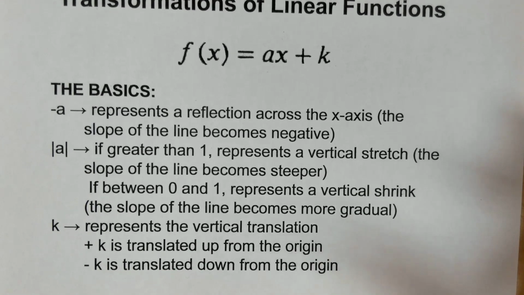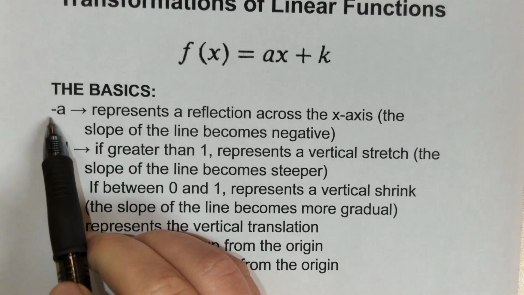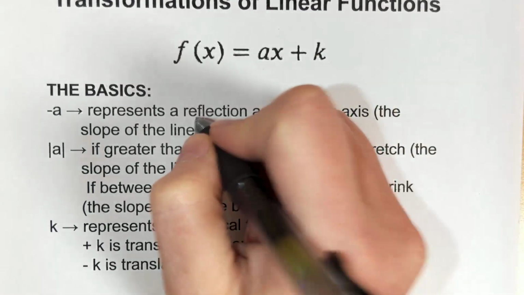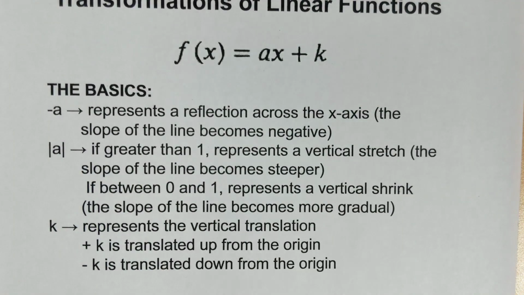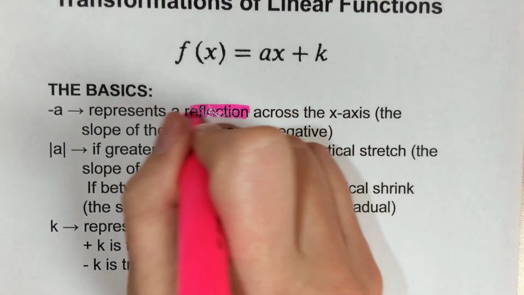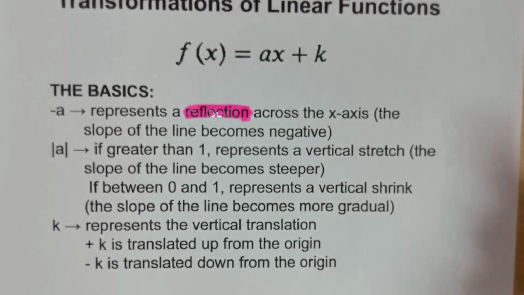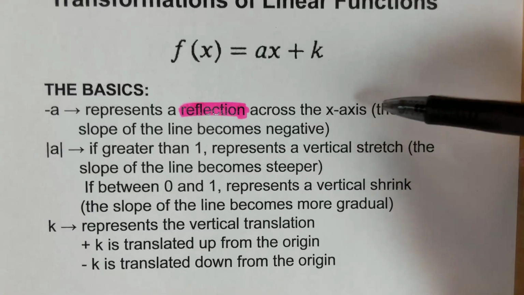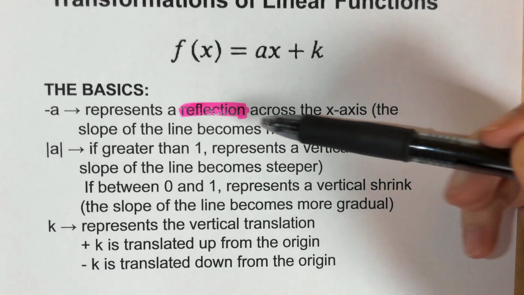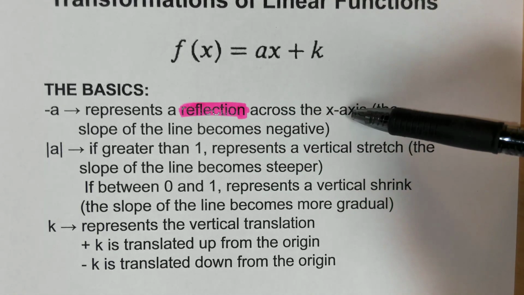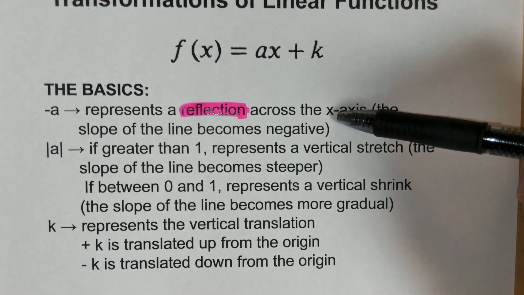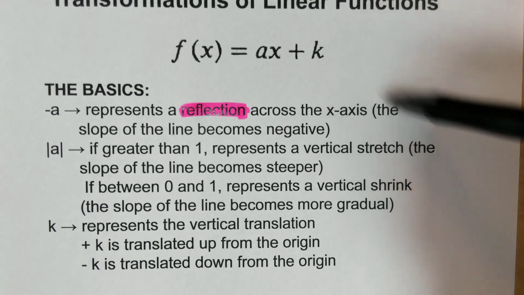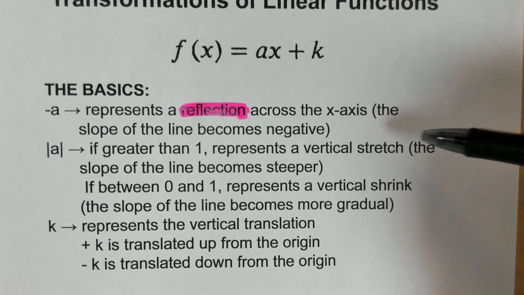Okay, so here's the basics of what you hopefully noticed. When we put a negative in front of the a, it represents a reflection across the x-axis. So reflection is a key word here. It may be important for you to highlight that. That's a type of transformation that switches the slope of the line from positive to negative. It's a flip across the x-axis, but with a line it looks a little bit different, and so it's actually going to change the slope of the line and make it negative, moving in a downward direction to the right.